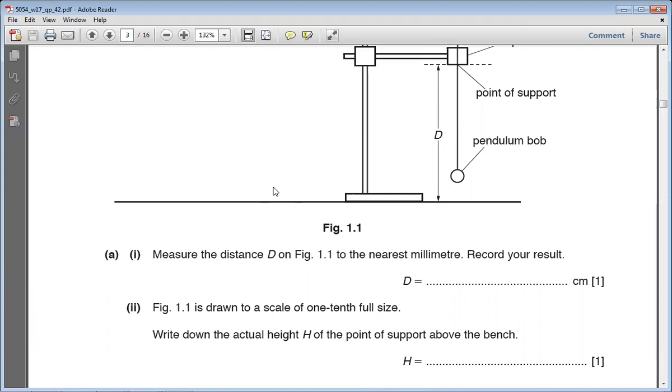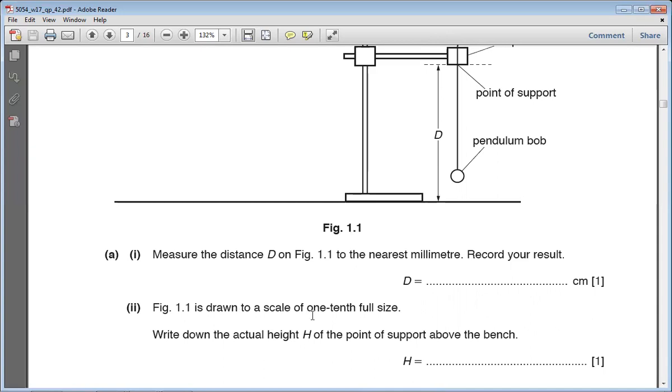Record your results. Okay, so with the help of the scale, check what is this length, D. This is basically the height of this clamp from the floor. So with the help of the scale, you have to measure it, and the answer should be in centimeters, and to the nearest millimeter, means point after point, 1 decimal place. So put a scale here and measure it.